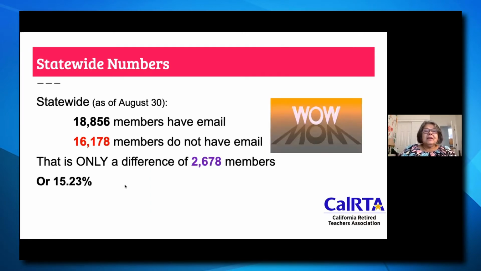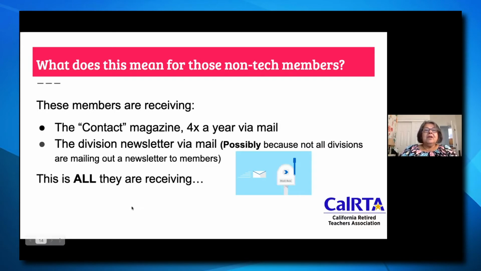Statewide numbers. Johanna shared this with me. As of August 30th, 18,856 have email, but look at the number of members who do not. 16,178. Almost half do not have a current email address. So what does this mean for these non-tech members?